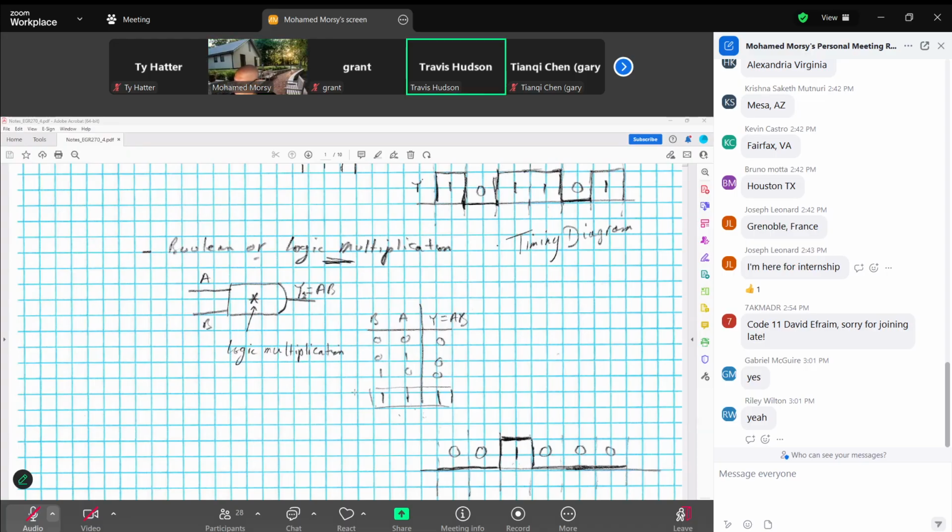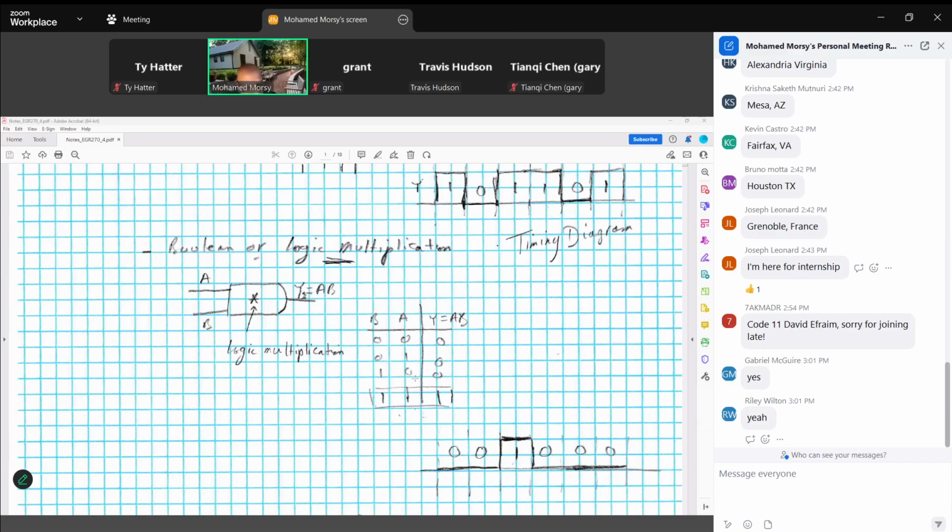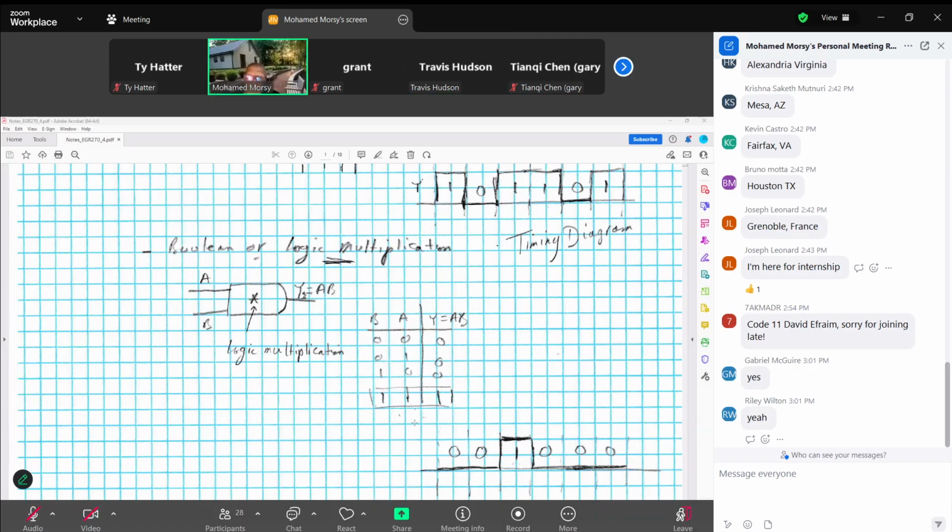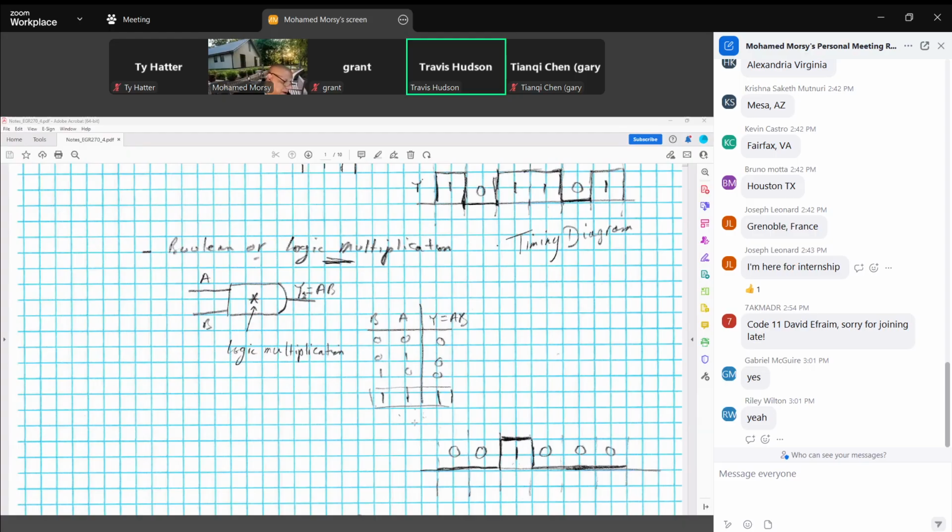Because it's 2 power 2. You said it's only 4 inputs, which is 2 power 2. Exactly, 2 power 2. We mentioned we have 2 inputs, 2 bits at the input. So the combination is 2 to the power 2.